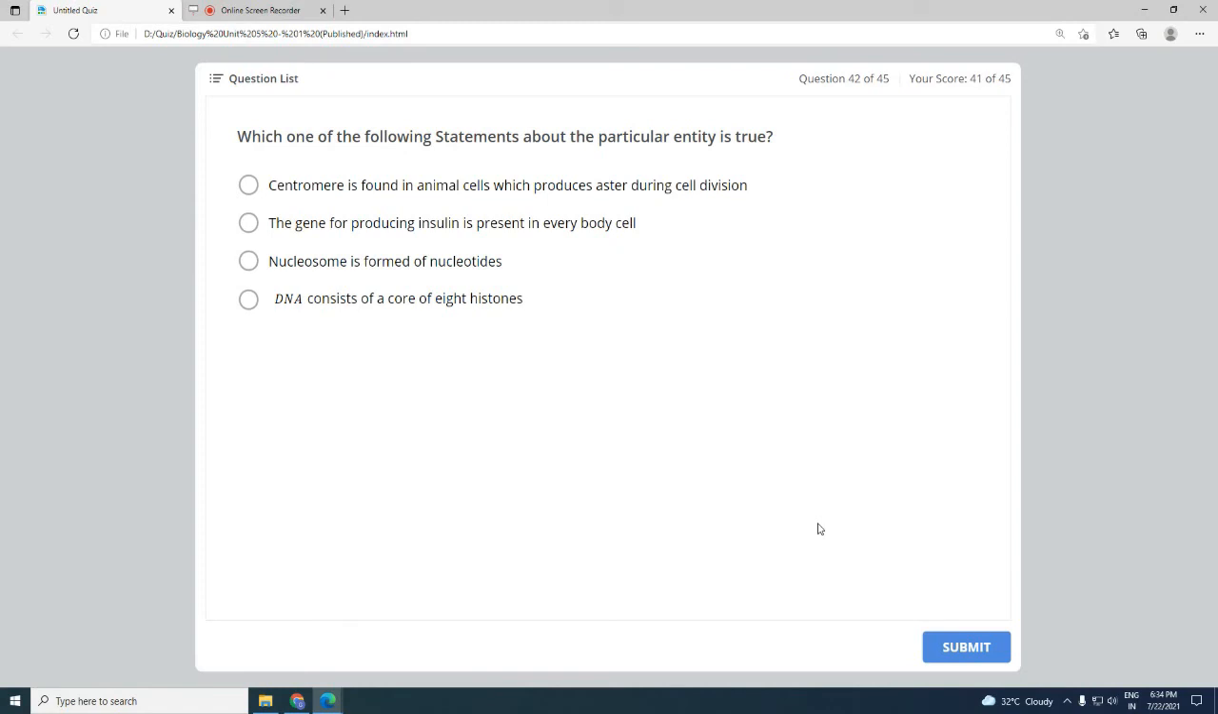So still we have 4 questions. Which one of the following statements about the particular entity is true? Centromere is found in animal cells, which produces aster during the cell division. The gene for producing insulin is present in every body cell. Just like English, I pronounce it as everybody. Not like that. In every body cell. Third one, nucleosome is formed of nucleotides. Fourth one, DNA consists of a core of 8 histones. Which one is the right one for the question number 42?